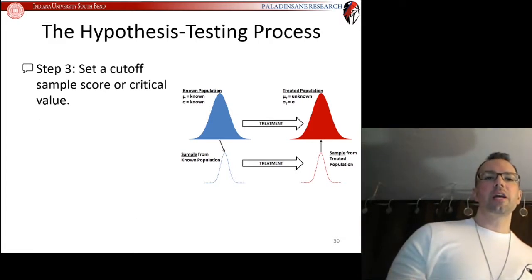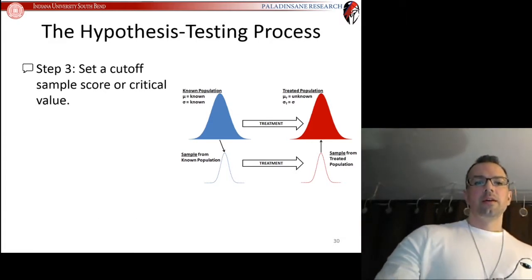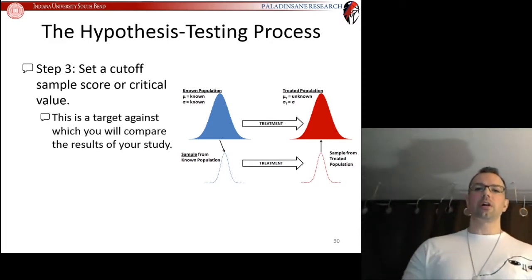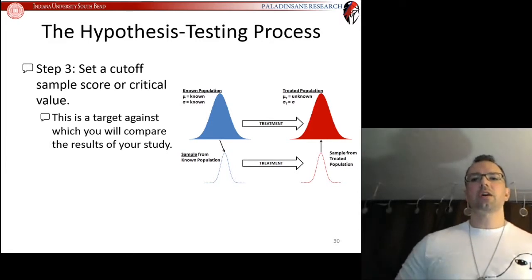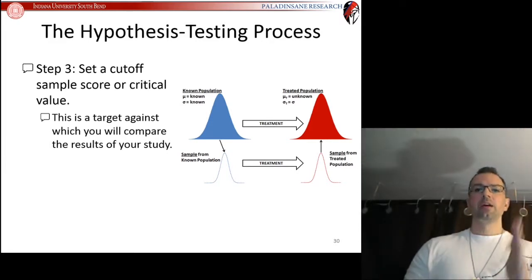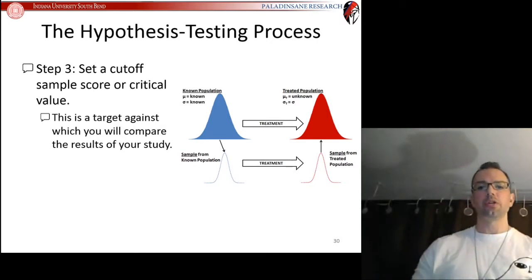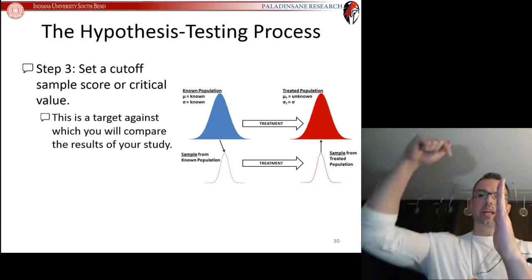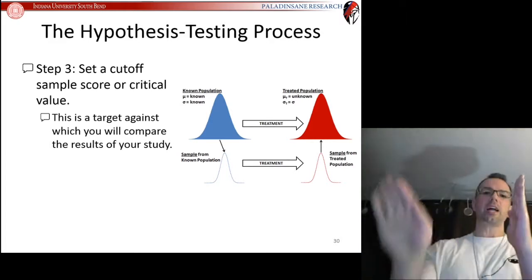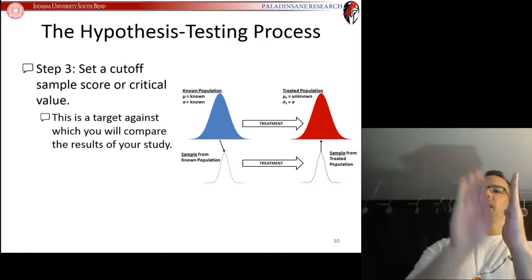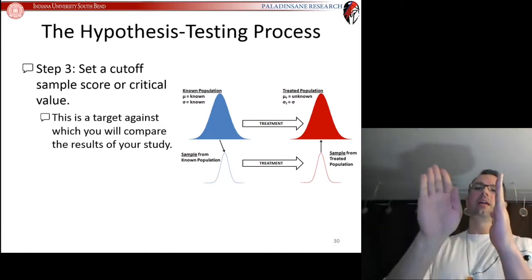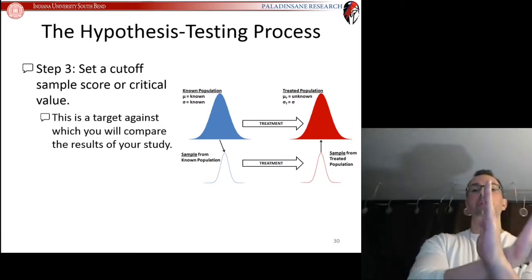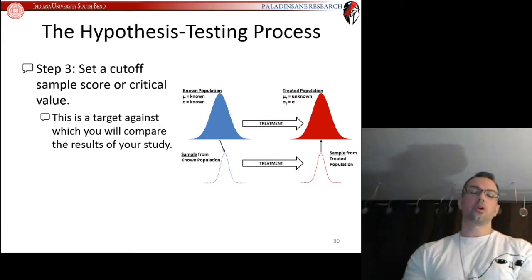All right, step number 3. Set a cutoff sample score or a critical value. This cutoff sample score is the target with which you will compare the results of your study. This is what I like to call your line in the sand. So we're going to see how on your distribution, you're going to draw a line in the sand, and you're going to say, if my sample ends up on this side of the line, I'm going to decide that my treatment does nothing. If, on the other hand, it ends up on this side of the line, I'm going to conclude that my treatment is effective.